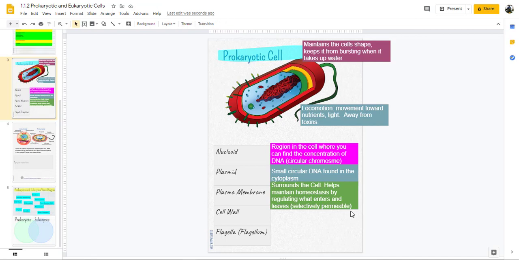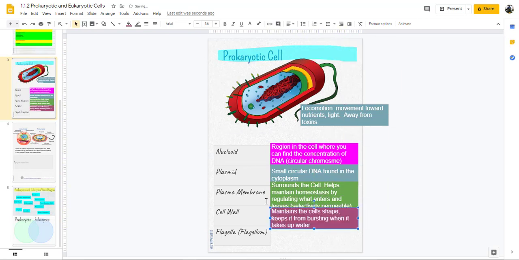Next, on the outside of the plasma membrane, prokaryotes, bacteria cells, also have a cell wall. And that cell wall is important to help maintain shape, just like the plant cell, but also to keep that bacteria from bursting when it takes up too much water. So think about multicellular organisms. Multicellular organisms are always eukaryotic cells. Prokaryotes are always unicellular. They are always just one organism, one cell.